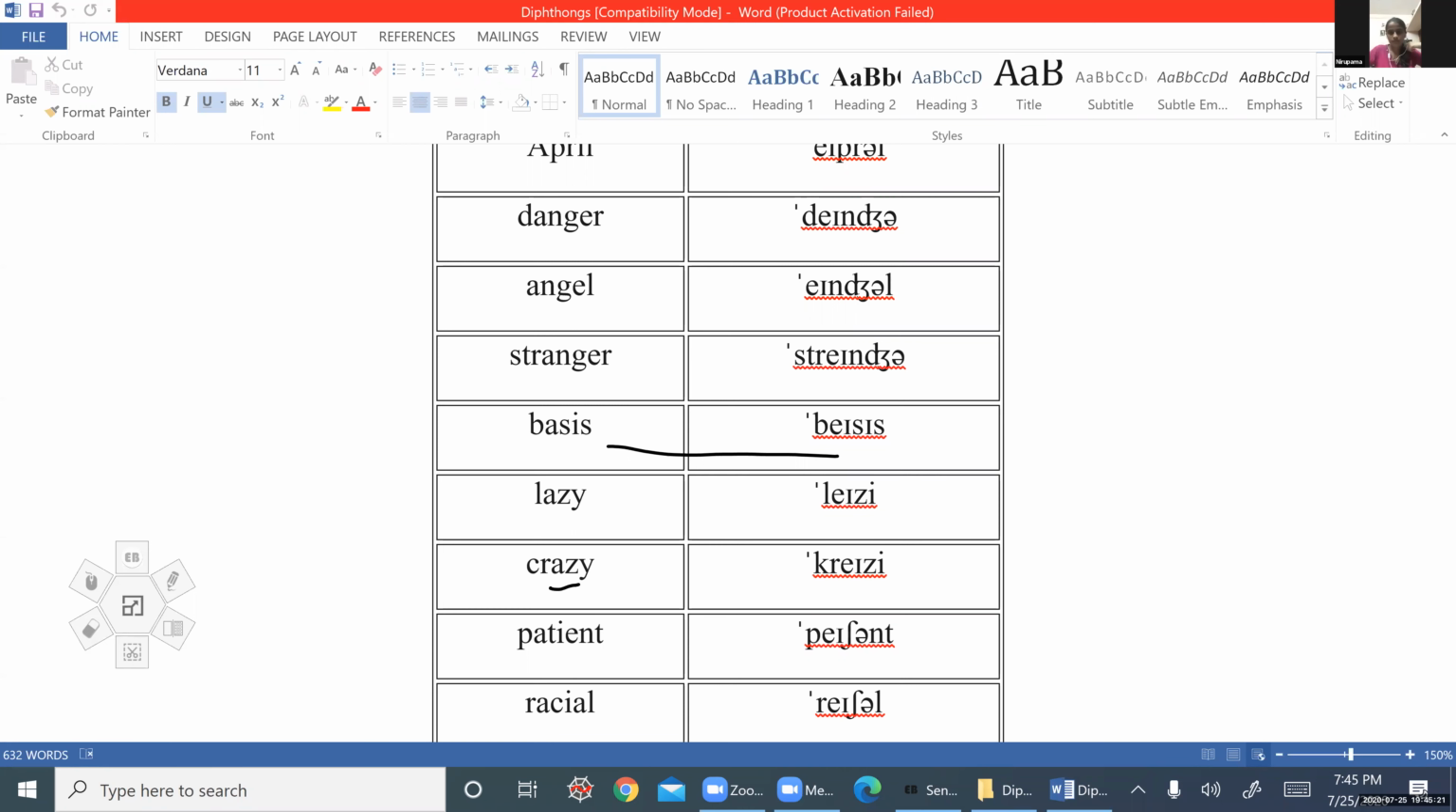Crazy. Good. Next one. Patient. Only look at this transcription part. Do not look here. Patient. Okay. Patient. Good. And next, racial. See, I'm telling you, always look at the transcription part. Do not look at these words as we write. This is for writing. This language is for writing. For reading, we have this language. That's what I'm teaching you. All right.